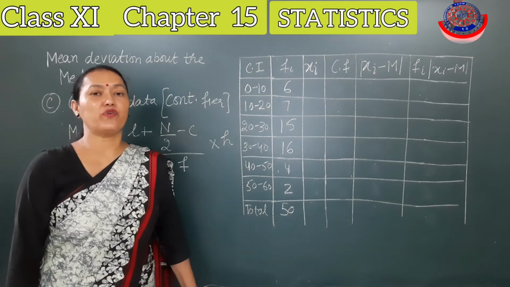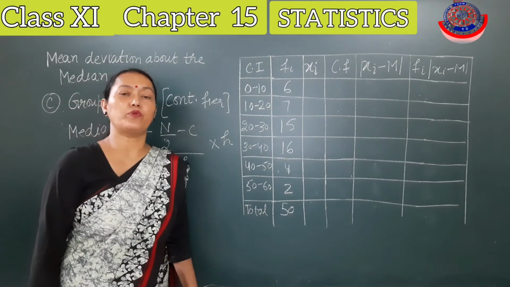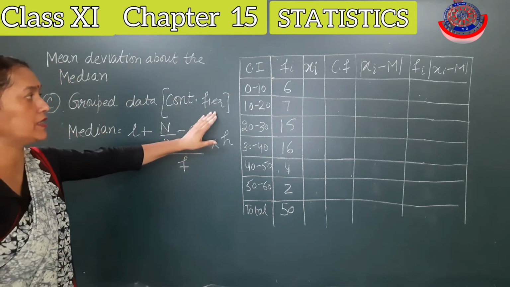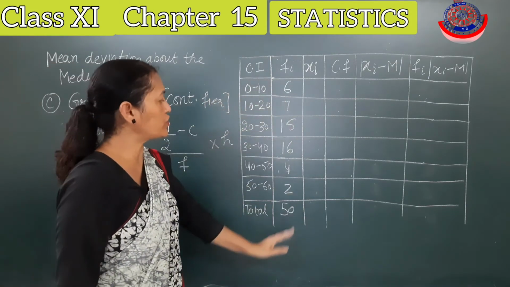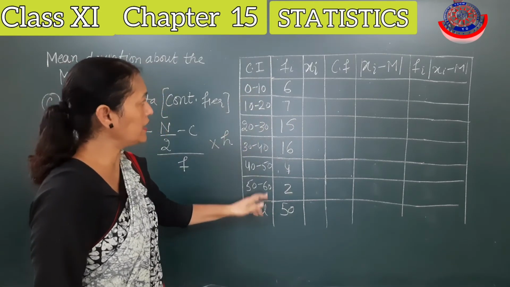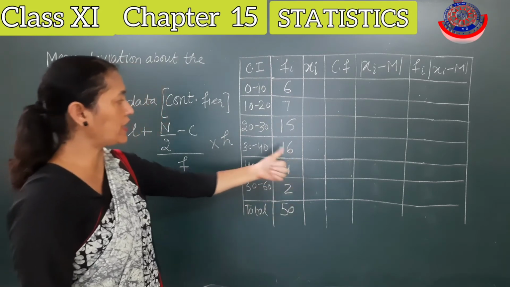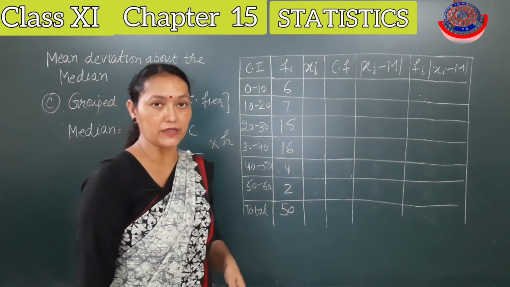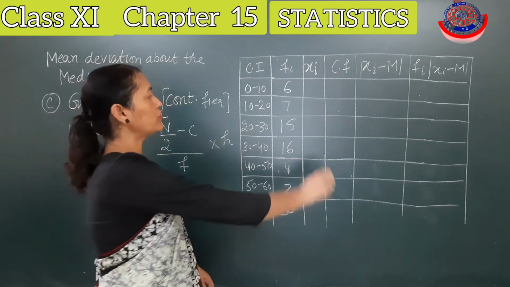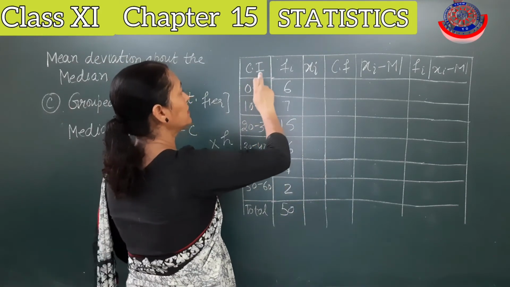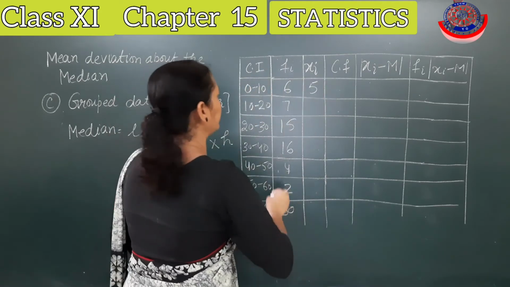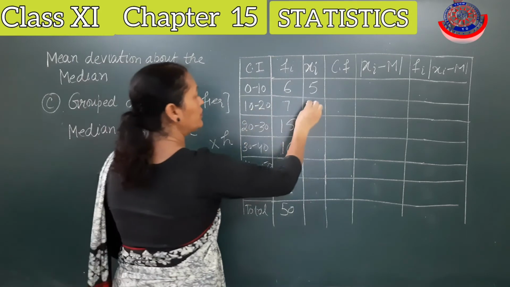Next example is for calculating mean deviation about median when we have group data with continuous frequency. Here I have taken this question where class intervals are given at a gap of 10 up to 60. Frequency is given and we have to calculate mean deviation about median. So first of all, we will have to calculate median. For median, we will have to calculate midpoints of these. Class intervals 0 to 10, midpoint will be 5. 10 plus 20 upon 2, 15.